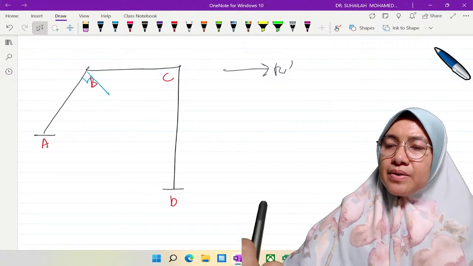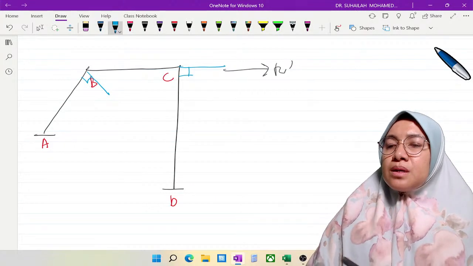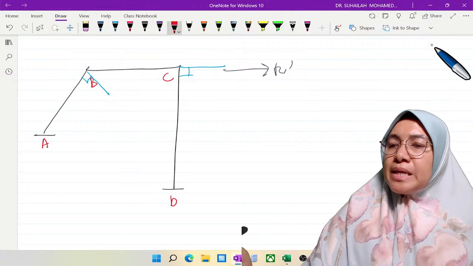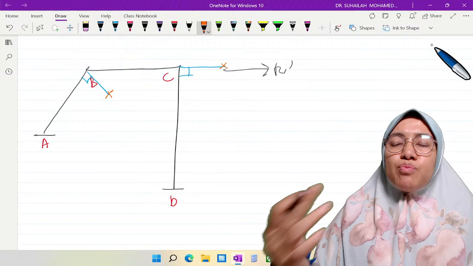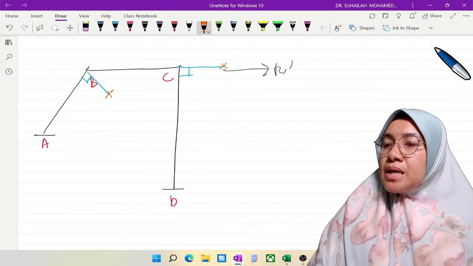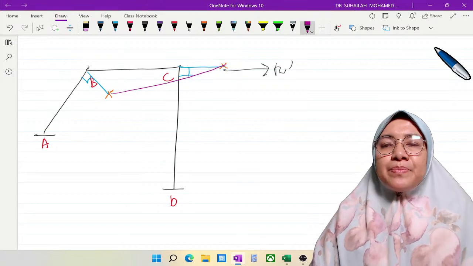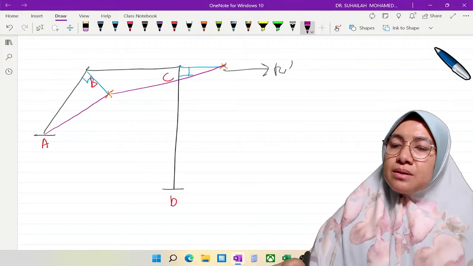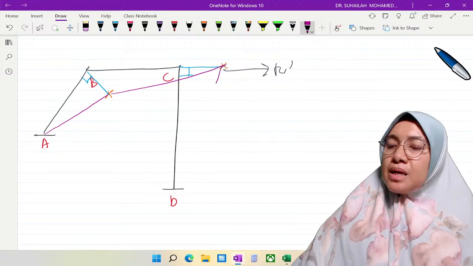90 degree. And then here also 90 degree. Okay, so we need to join this. Join this as the new position of the beam. So this is the new position of the beam. Then this is the triangular for AB, and this is the triangular for CD.